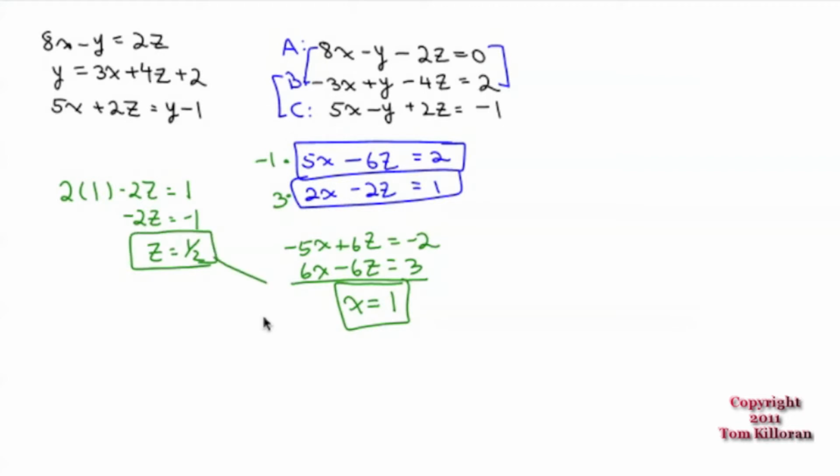Now you take the x and the z and you go back to one of the original ones. Which one's the nicest one? I go with B. I like B better too.